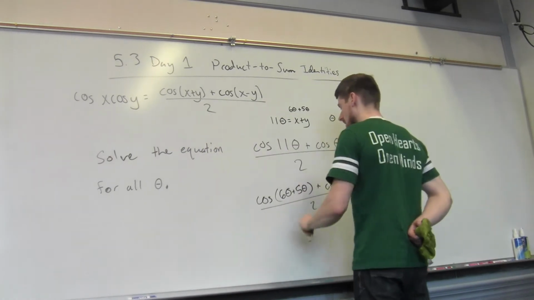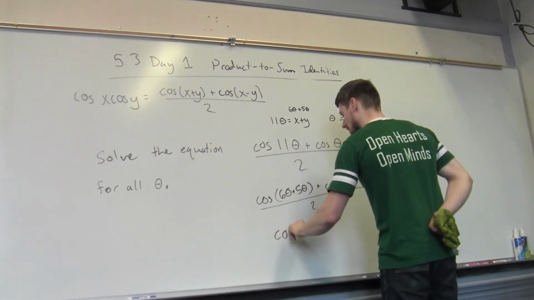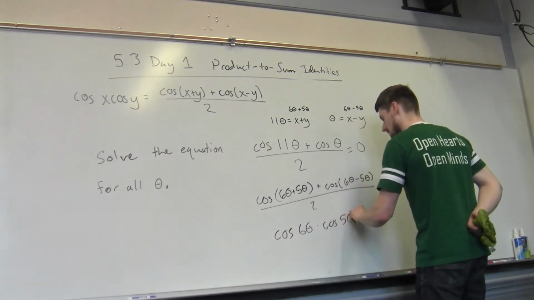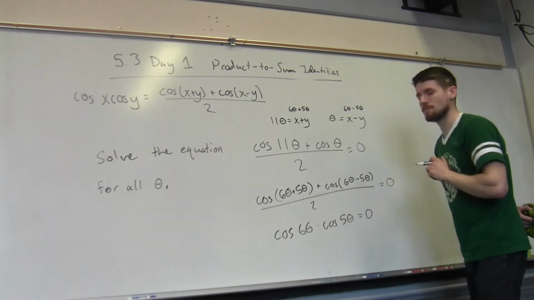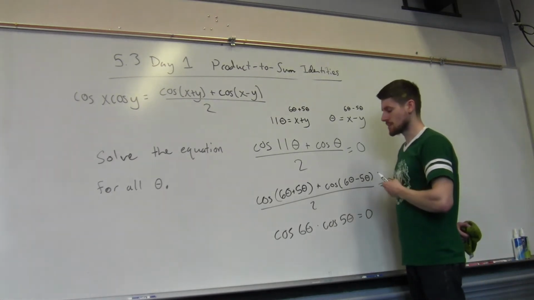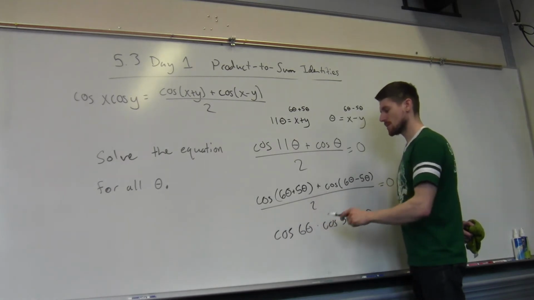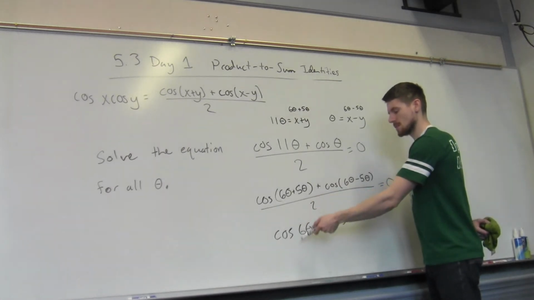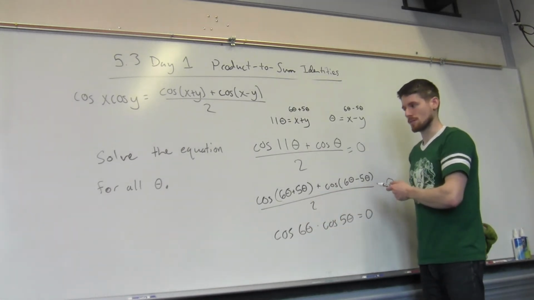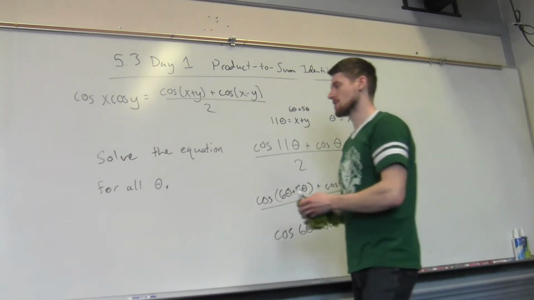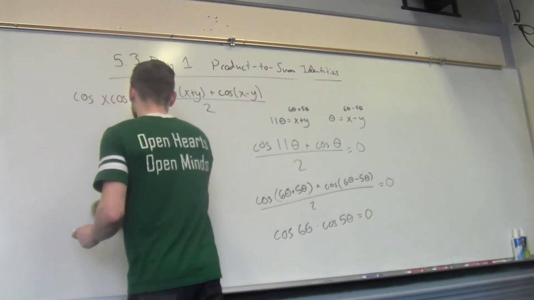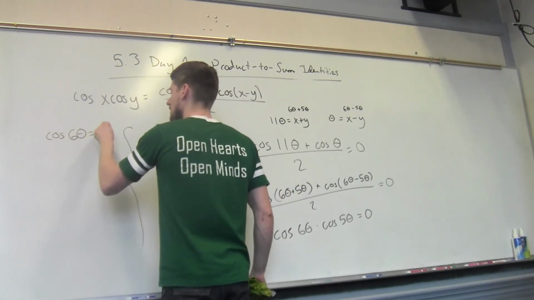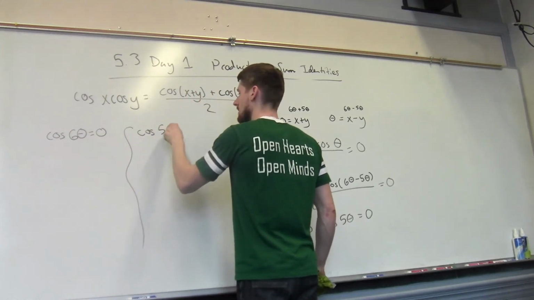So let's write this out. Rewriting this using the identity, this is just equal to cosine of 6 theta times cosine of 5 theta equals 0. So now we have to ask the question, when is cosine of 6 theta equal to 0? When is cosine of 5 theta equal to 0? If either one of these numbers is 0, then the result is 0. So we can break this into two different equations to solve. Cosine 6 theta equals 0. Cosine 5 theta equals 0.